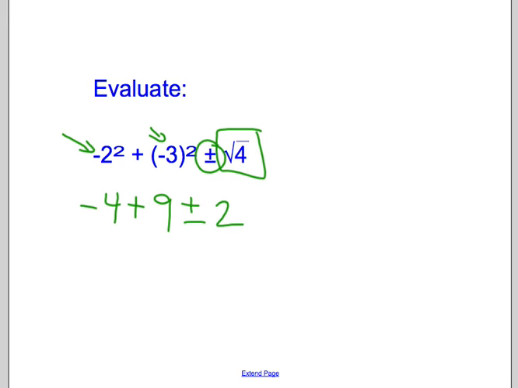Negative 4 plus 9 is 5, and then we're going to do the plus first. So 5 plus 2 is 7. So one of your answers is 7. And now let's do the negative with it. Negative 4 plus 9 is still 5. Minus 2 this time is 3. This is not an ordered pair. It's just two different solutions that this could be. Two different answers you could get in that situation.